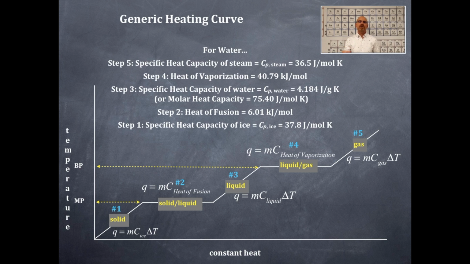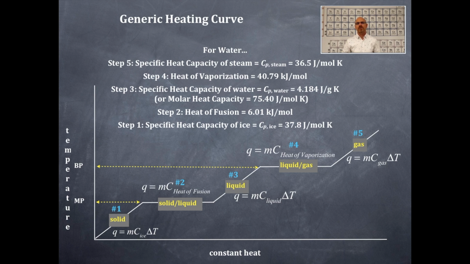Okay? So here is some data for just water. If you look at the bottom section here, I'm starting at the bottom, not the top, because it goes with the graph. Step 1 is a specific heat capacity for ice, and the CP for ice is 37.8 joules per mole Kelvin. Again, you can change these Kelvins into degrees Celsius, and that's perfectly fine because the interval for degrees Celsius and Kelvin is the same. Step 2 is the heat of fusion, that's 6.01 kilojoules per mole.